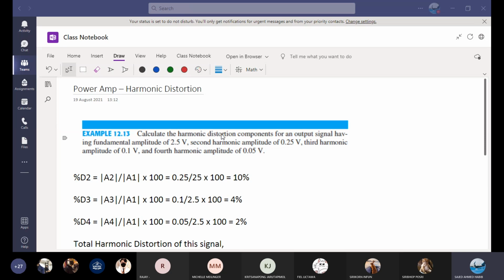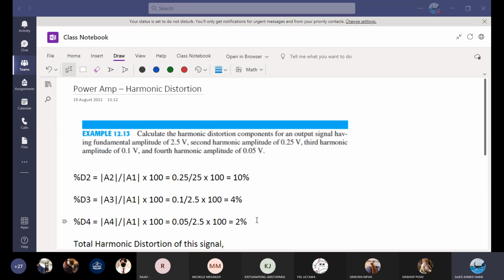Fundamental A1 is 2.5 volts. What is percent D2 then? You take A2 over A1 times 100. Percent second harmonic distortion is 10%. Percent third harmonic distortion is 0.1 over 2.5 times 100, 4%. And the fourth harmonic distortion is 2%.